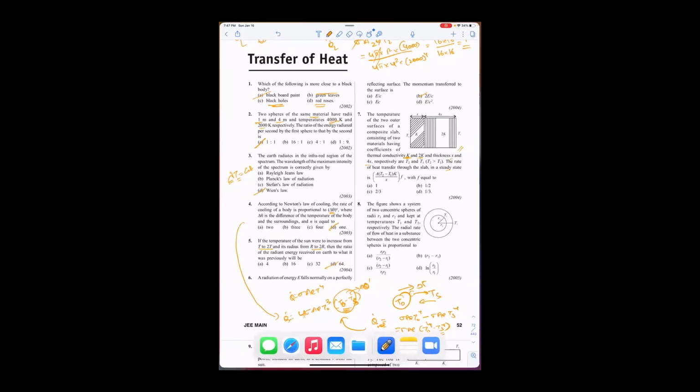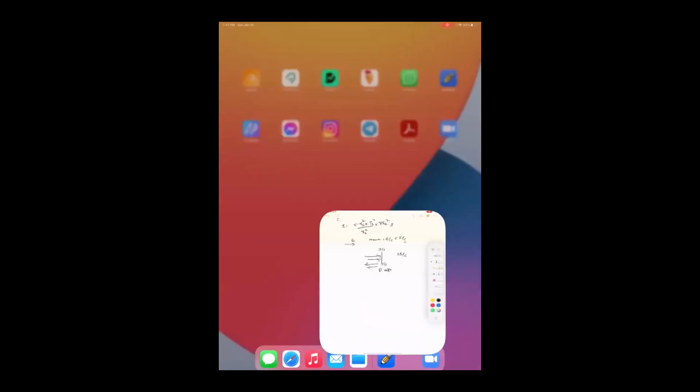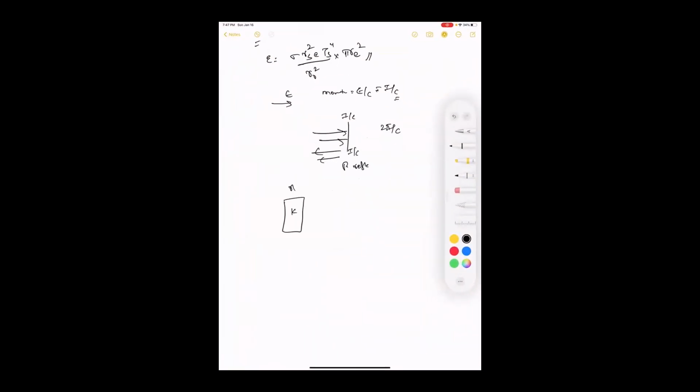Let us take that down first. One is K, whose thickness is X, the other is 2K with thickness 4X, with T1 and T2. If T1 is greater than T2, heat energy will flow this way. These are just like two resistors. So we take it as two resistors. Resistance is rho L by A. So rho 1 L1 by A1, rho 2 L2 by A2.